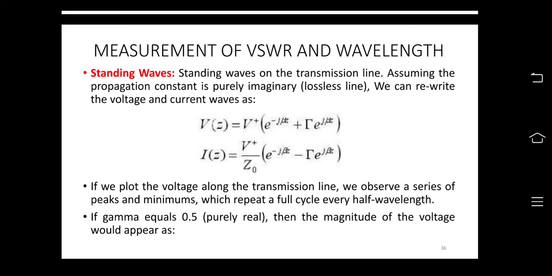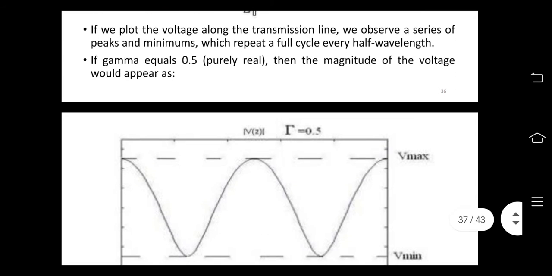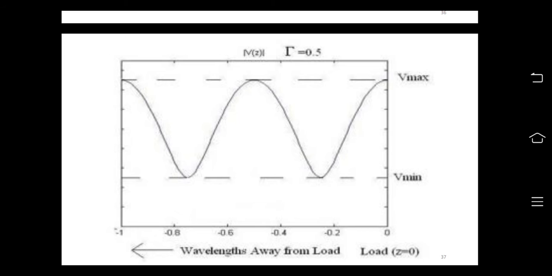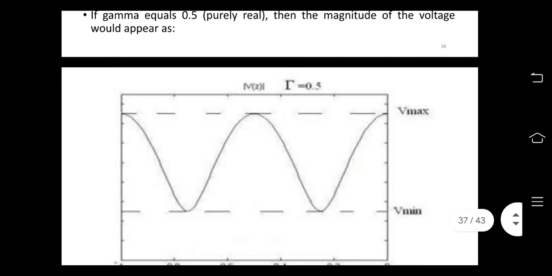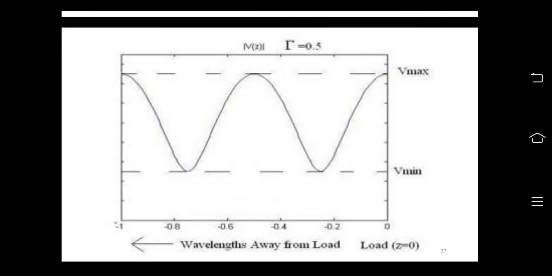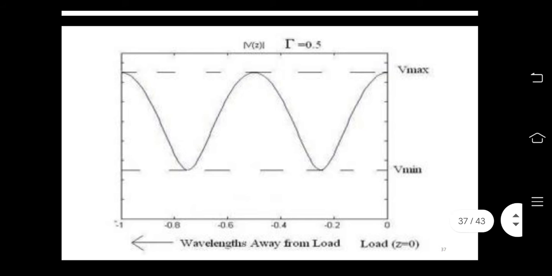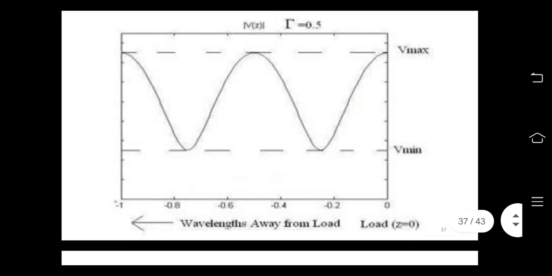So if we plot the voltage along the transmission line, we observe a series of peaks and minimums which repeat a full cycle every half wavelength. So if gamma equals 0.5, then the magnitude of the voltage would appear as this diagram, where the Vmax and Vmin are shown here. In this case, the magnitude of the voltage will be like this. On the x-axis we have the wavelength away from the load. So at 0.5, this is the point where you have the central peak.